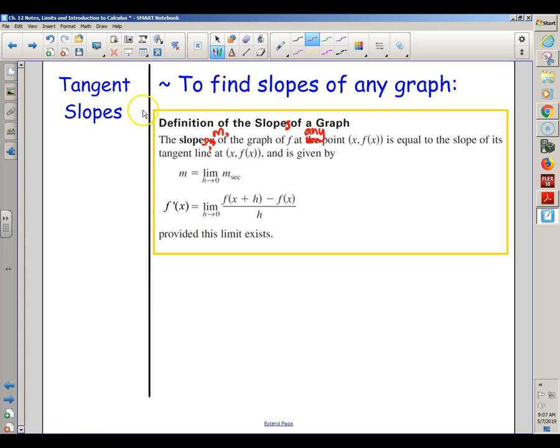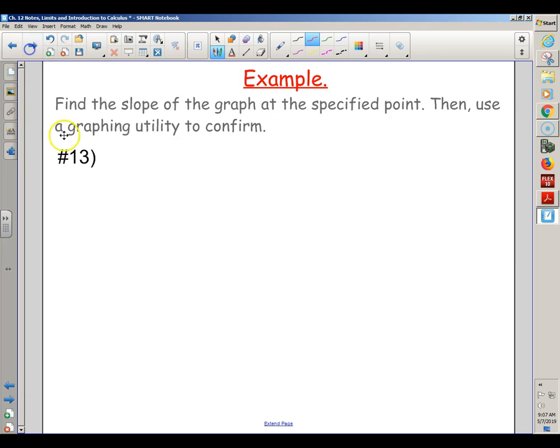Okay, you guys have it? So what if I was to have you do the following example, which says, find the slope of the graph. Let me unfreeze it. Find the slope of the graph. Okay, so we're supposed to find the slope of the graph. We just wrote about the slopes of a graph. Find the slope of the graph at the specified point, then use a graphing utility to confirm. Number 13 gives us the following function. G of x is equal to 4 over x.